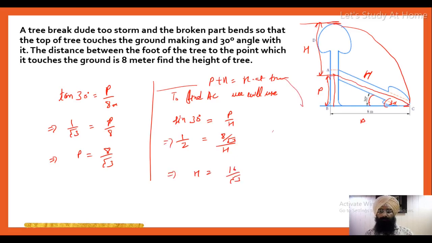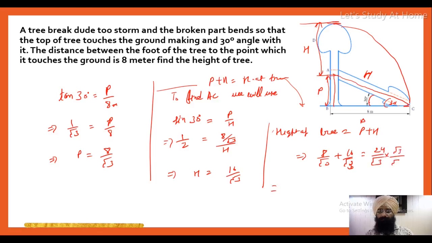Now from this, the height of the tree is equal to perpendicular plus hypotenuse, this implies 8 over under root 3 plus 16 over under root 3, this is equal to 24 over under root 3. After rationalizing, and how to rationalize, you multiply by under root 3 over under root 3, you will get 8 under root 3. Okay, you will get your answer, 8 under root 3 meter. This is the height of the tree. Okay, am I clear about this concept? If there is any problem, then you can go back and watch this video again.